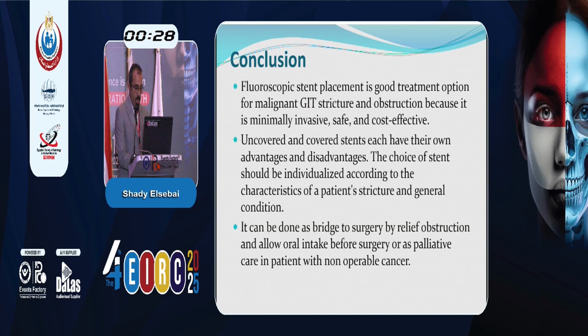Conclusion: fluoroscopic stent placement is a good treatment option for malignant GIT strictures and obstruction because it is minimally invasive, safe, and cost-effective. Uncovered and covered stents each have their own advantages and disadvantages. The choice of the stent should be individualized according to the characteristics of the patient's stricture and general condition.